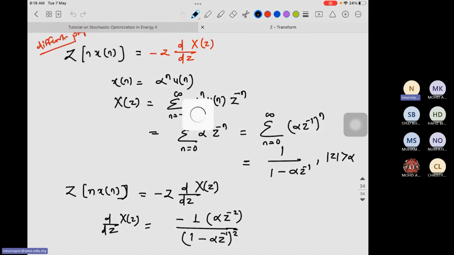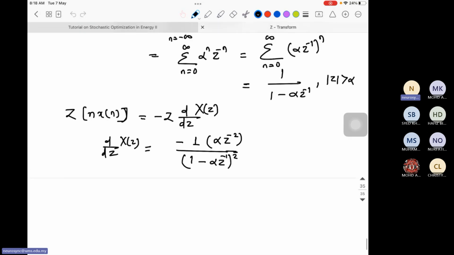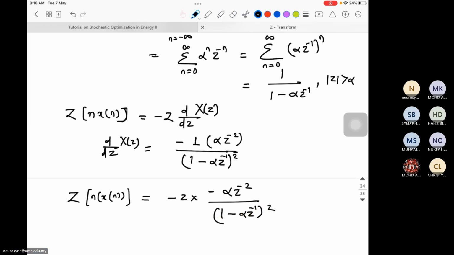Now, are you getting this? Any doubt in this? What we have done: we are calculating d by dz of x of z. So this is equal to denominator square into minus of the differentiation of the denominator in the numerator. So z of n x of n is equal to minus z into minus alpha z to the power minus 2 divided by 1 minus alpha z inverse square.